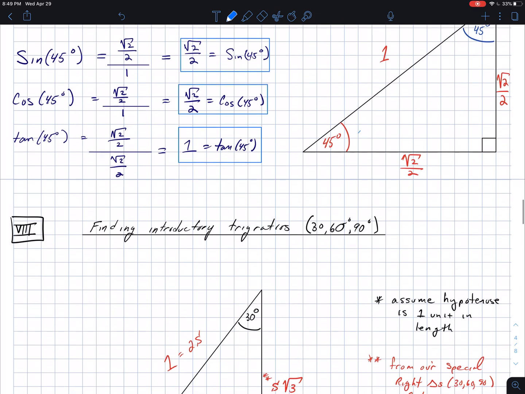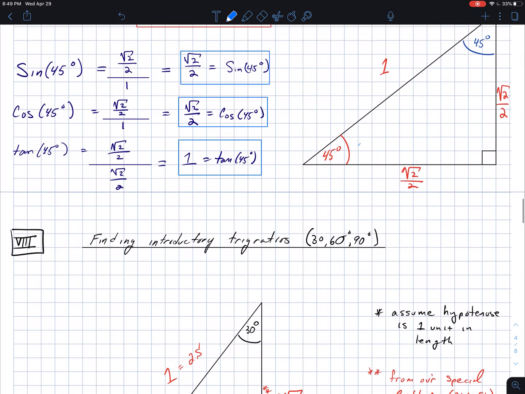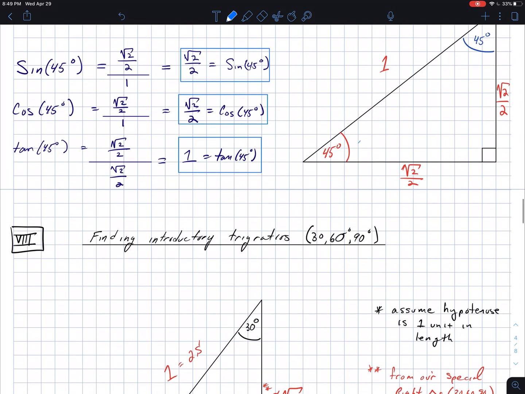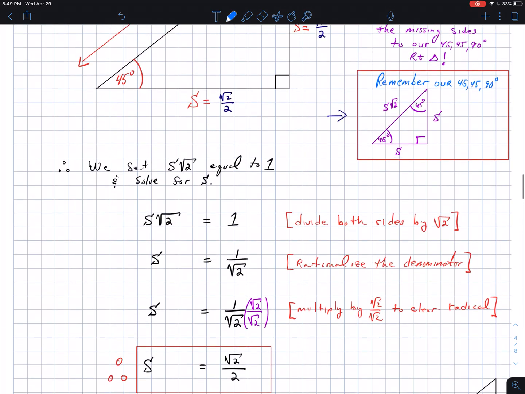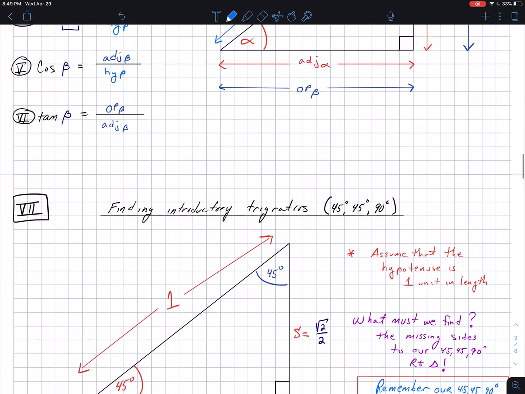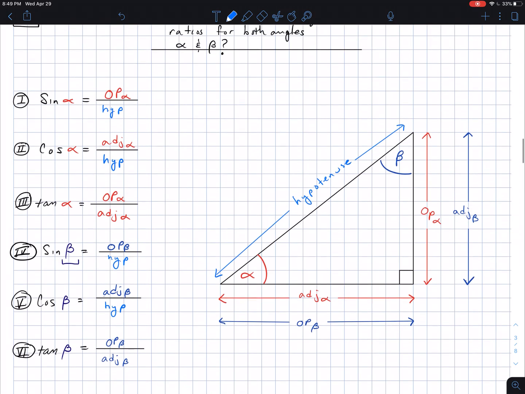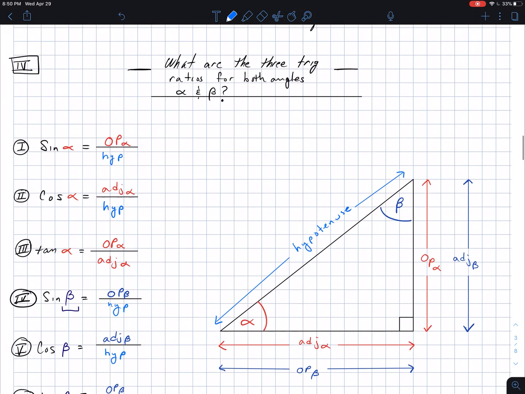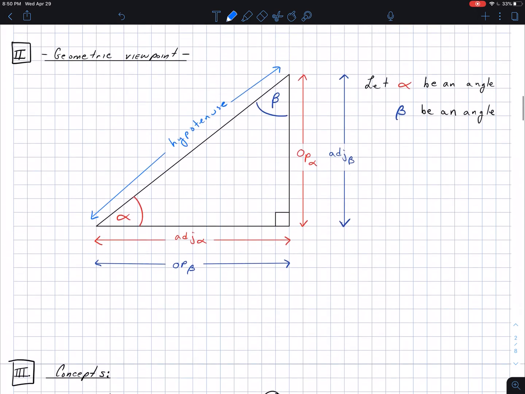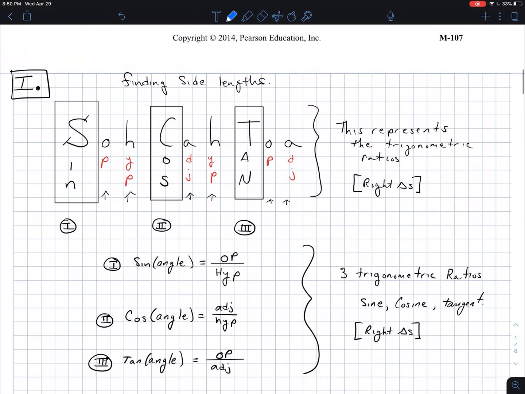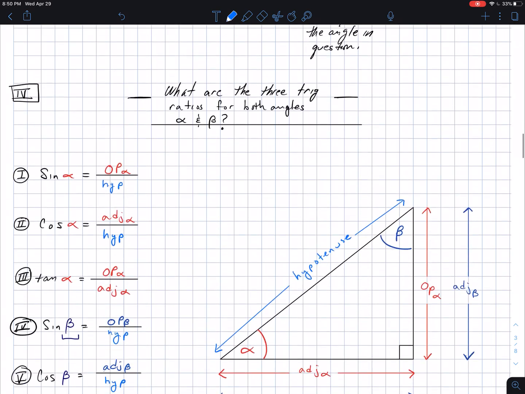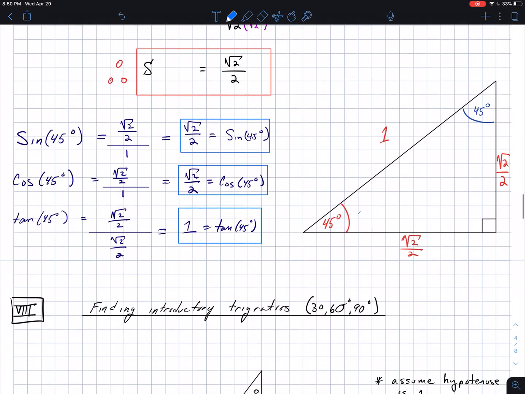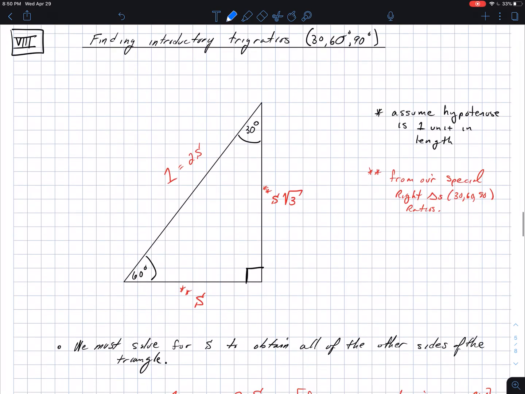So now that we have all of that information, tons of information and concepts, looking over the basic ideas for the trig ratios, understanding the basics of SOHCAHTOA, we can now look at the 30, 60, 90 with their special.